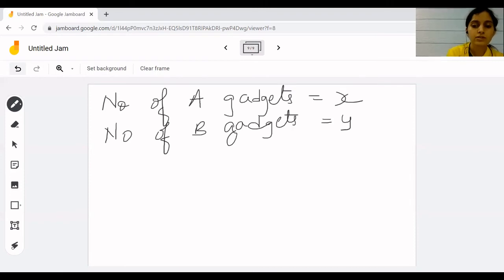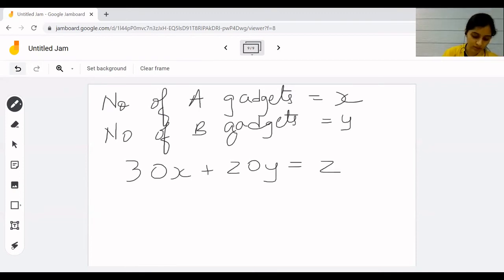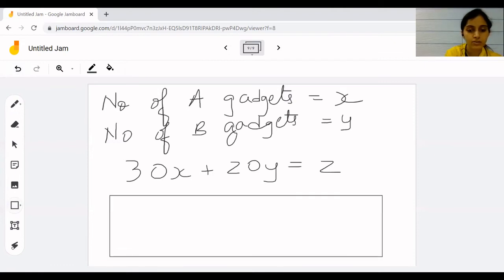So how much profit could it make? So 30x plus 20y, okay, equal to Z. This is your objective function. Okay, this is a linear function which is to be maximized, hence it's the objective function. Now let us put the table. So now we'll make our table, the solution table.